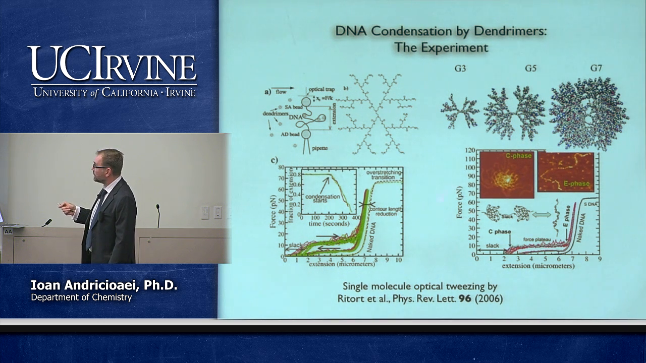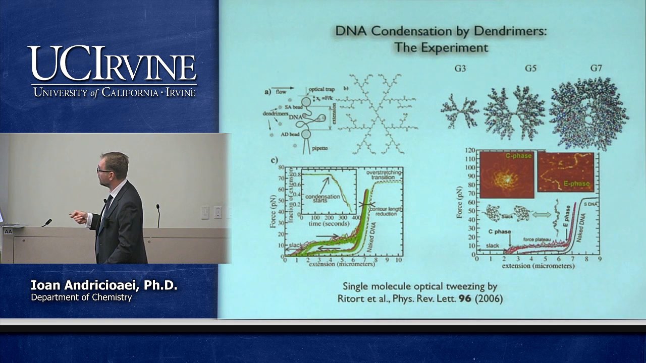So here is what is measured in the experiment. Typically, force versus extension profiles are shown. So you see here that as I extend DNA, the force will increase. Then a curious force profile will be reached. Then the force will increase abruptly. That's in the presence of dendrimers.